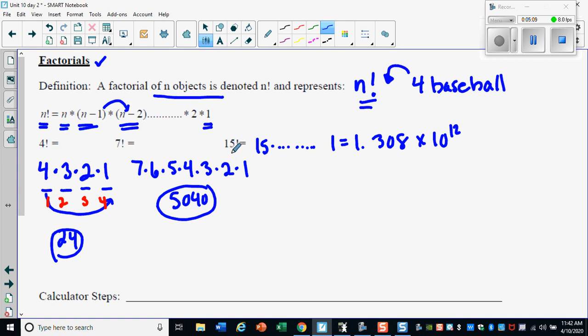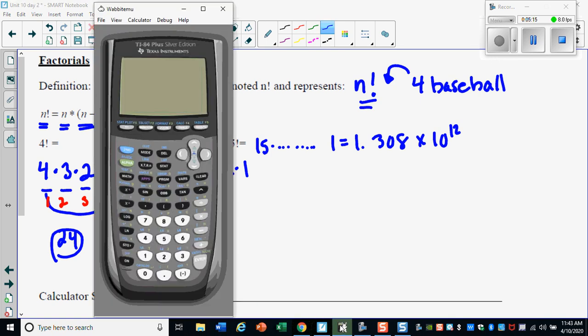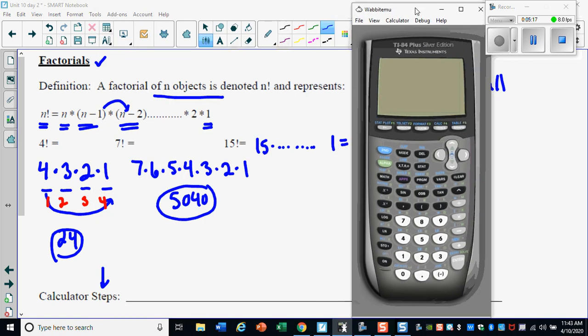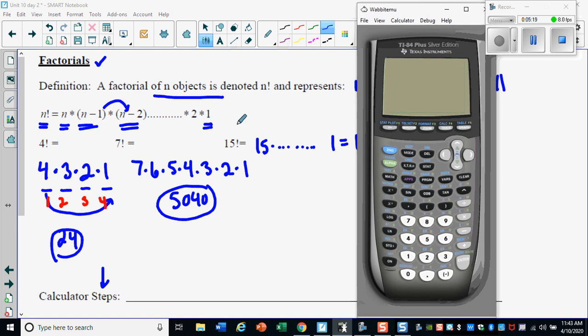So it can get kind of tedious to write out 15 all the way down to 1, but the nice thing is our calculator will actually do this for us. Our calculator has that factorial button on it. Remember, your calculator is only as smart as you are, so think about what you're doing here. You're doing some math, so you're going to hit the math button.